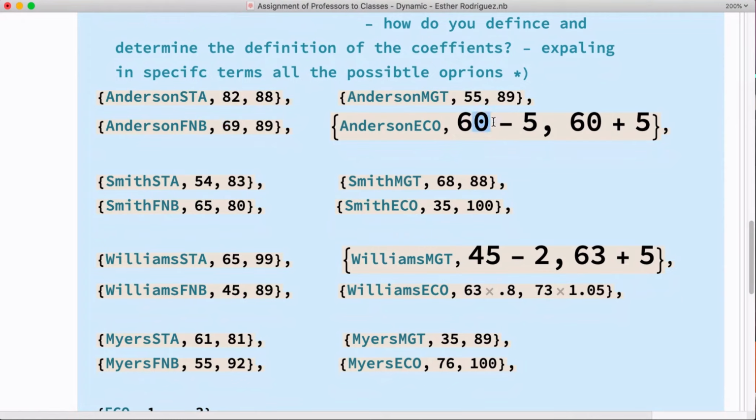And if I want to see what is happening here, this case is 60 minus 5, 55. And this is 60 plus 5, 65. This is 55. 55 is here. So you will say that Anderson is as bad in economics as it is in management. But Anderson is not that good in economics. 65. That's the lowest grade, the lower score of all. Anderson is really good in management, finance, and statistics.